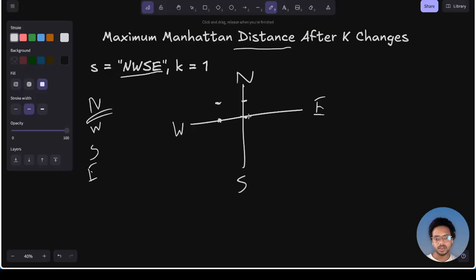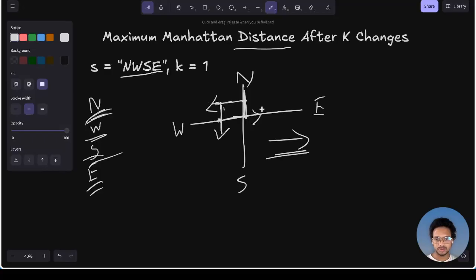If we have a look, if the value is north, we are increasing the vertical value. If the value is west, we are decreasing the horizontal value. If the value is south, again we are decreasing the vertical value. If the value is east, we are increasing the horizontal value, meaning if we go like this, we are increasing, right?